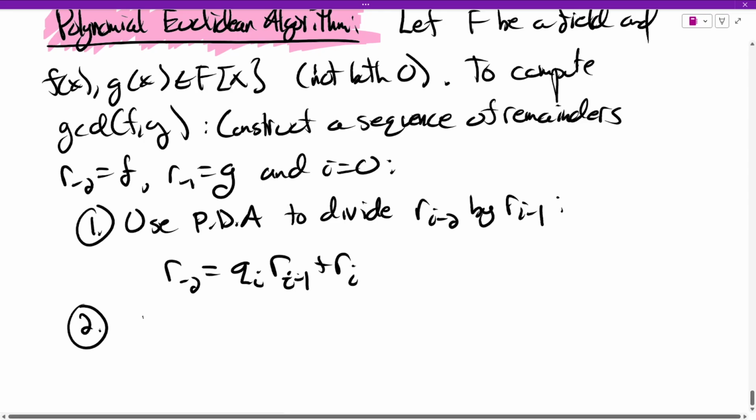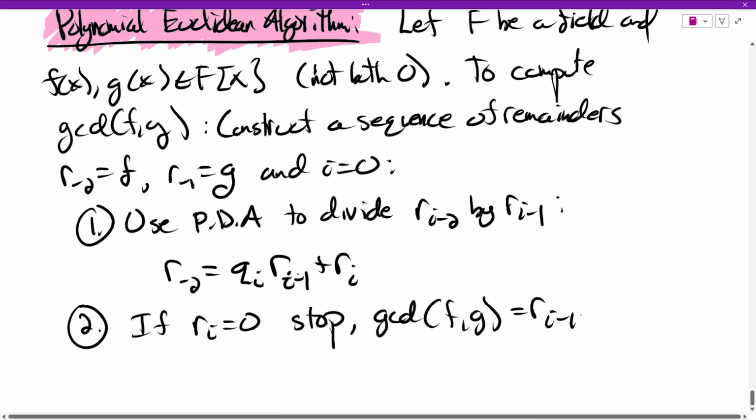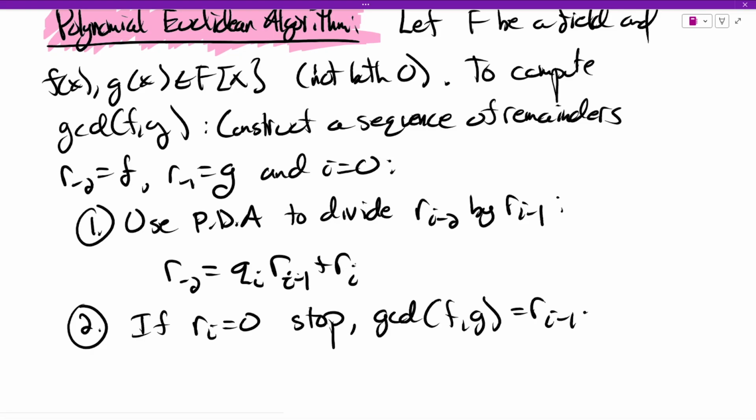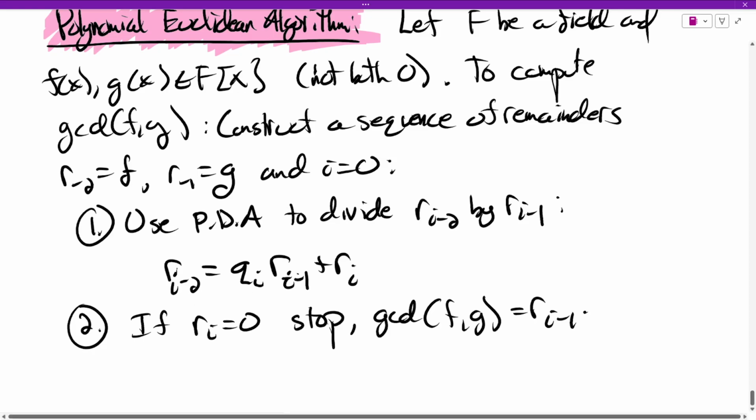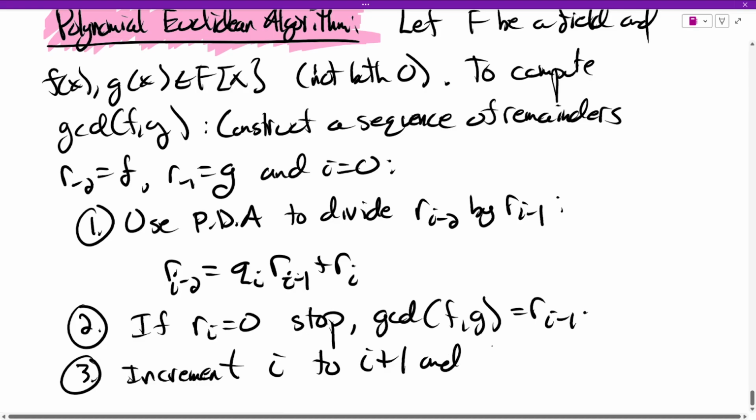And then we're going to ask if the remainder is 0. So if r_i is 0, stop. The GCD of f and g is the previous step. So if i is equal to 0, in this case, if r_i is 0, the remainder is not there, so r_{i-1} goes into r_{i-2}. In particular, r_{-1} goes into r_{-2}. So g is already a factor, so we would stop there. Otherwise, you get some remainder. And so what do you do? Well, you increment i by 1 and repeat.